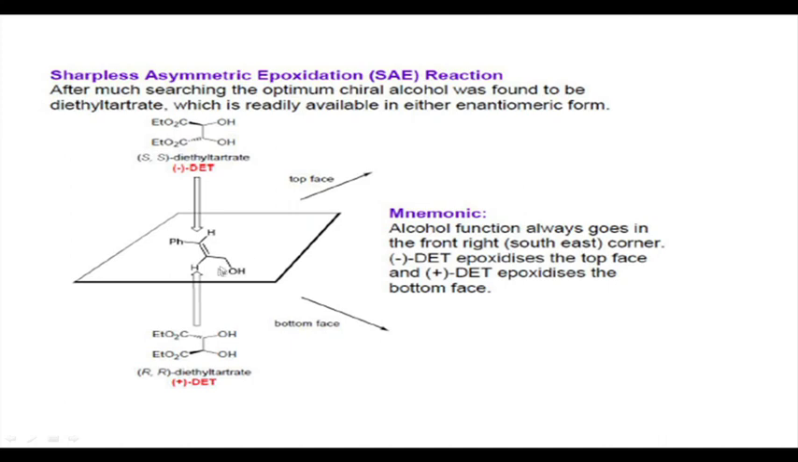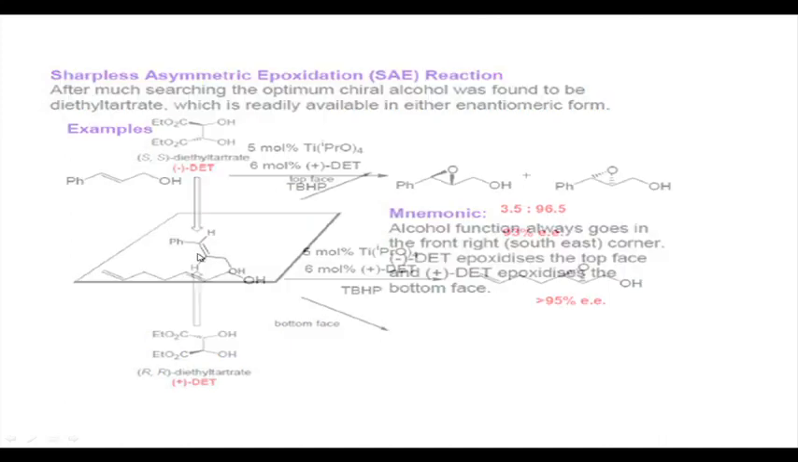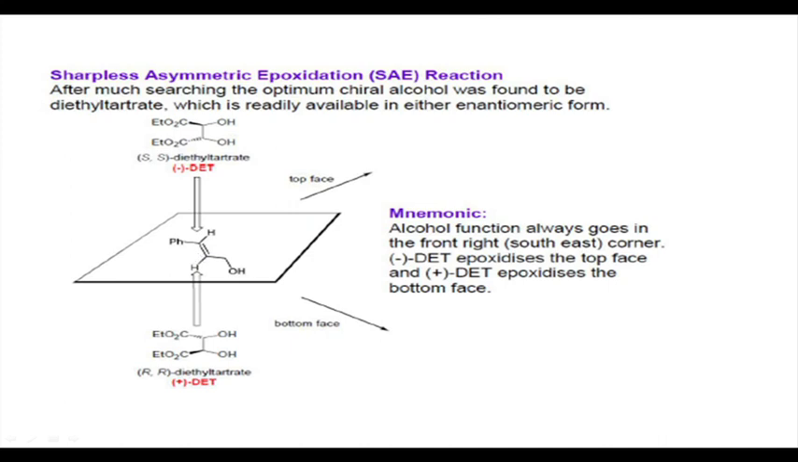Now, which one you get? There is a mnemonic device, a mnemonic way to remember that if you use minus diethyl tartarate, then the epoxy, and if you write the alcohol in this way, that means the weight is towards your right and the bigger alkyl group is towards the left of this carbon, then the vinylic carbon, then what happens?